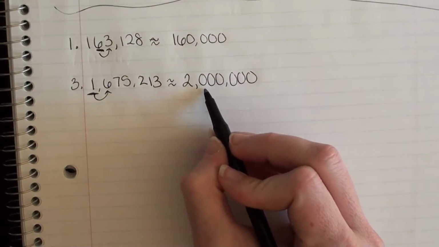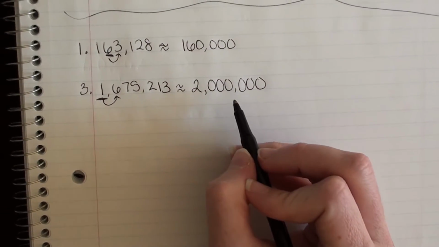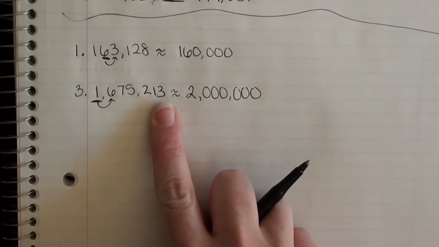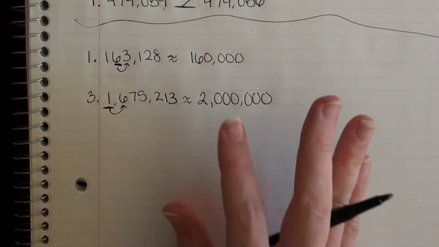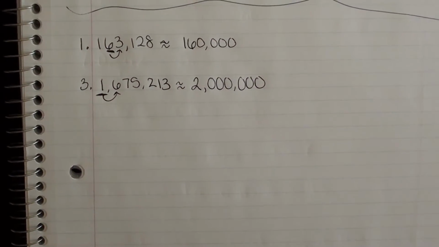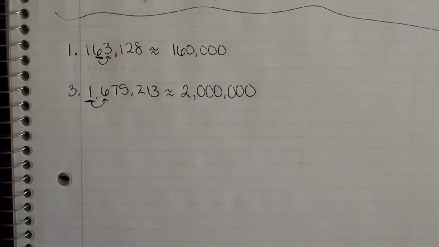A lot of you are forgetting this step right here, that the rest becomes zeros. You change the 2, but then you leave all the rest of them the same. No, after the underlined digit, all of the rest become zeros. Every single one of them, okay?